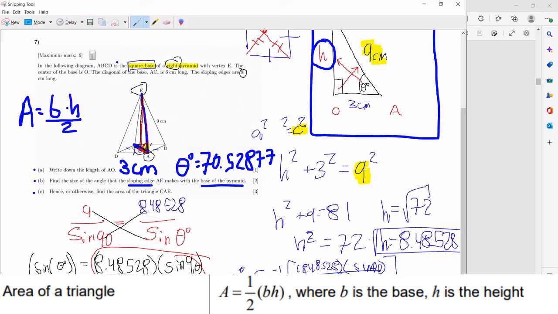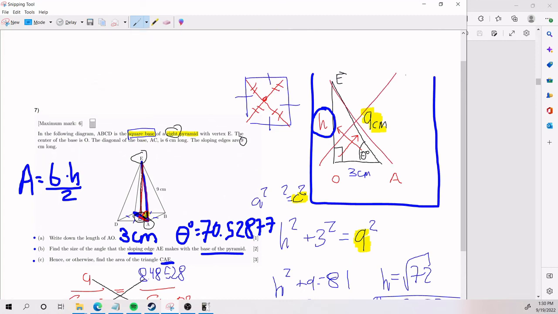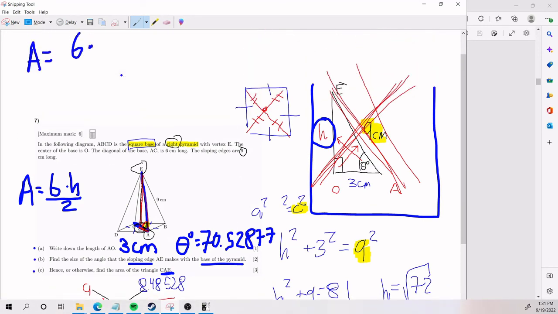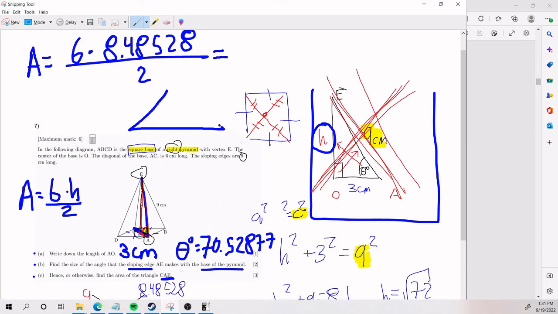of this triangle. Since we're talking about CAE, notice that it's the big triangle, ¿cierto? It's not this one. This would be half the big triangle, which you can use actually, but the more direct way is to say, all right, so we said that the base was 6, ¿cierto? We found the height, which was 8.48528. All of this divided by 2.